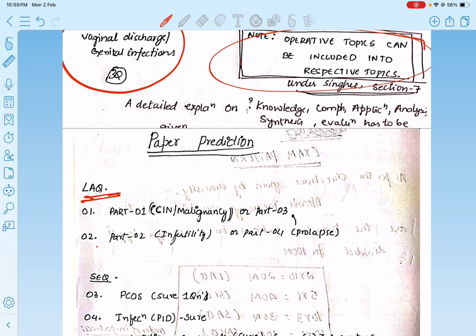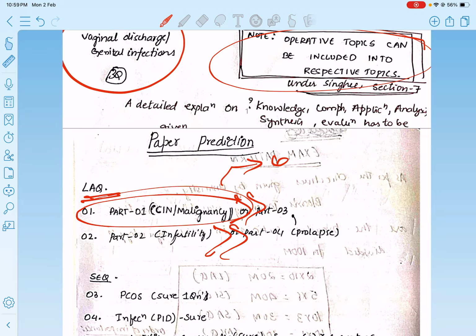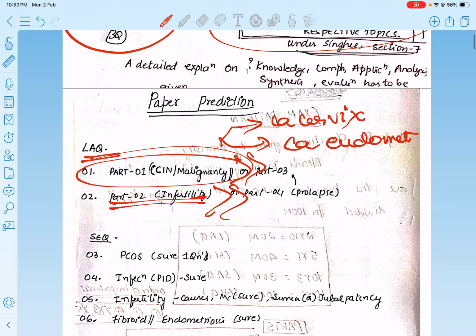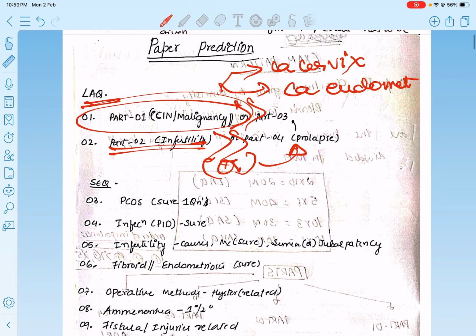So, long answer questions. The first question and second question are always more important than the other parts. One question related to malignancy is sure. Either you might get a CA cervix question or a CA endometrium question. Then a second question related to infertility is almost sure. Otherwise, you might get a prolapse question or part 3, which is AUB or DUB, which you will get for sure.